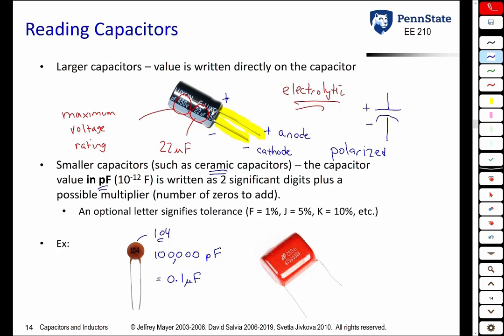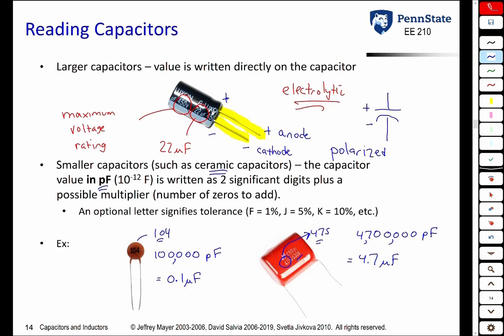Let's look at one more example here. So this one has the number 475. It's a little tough to read in the picture, but 475. First two numbers are significant digits. Then 5 zeros, 1, 2, 3, 4, 5. And once again, that is measured in picofarads. That's 4,700,000 picofarads, which is the same as 4.7 microfarads.